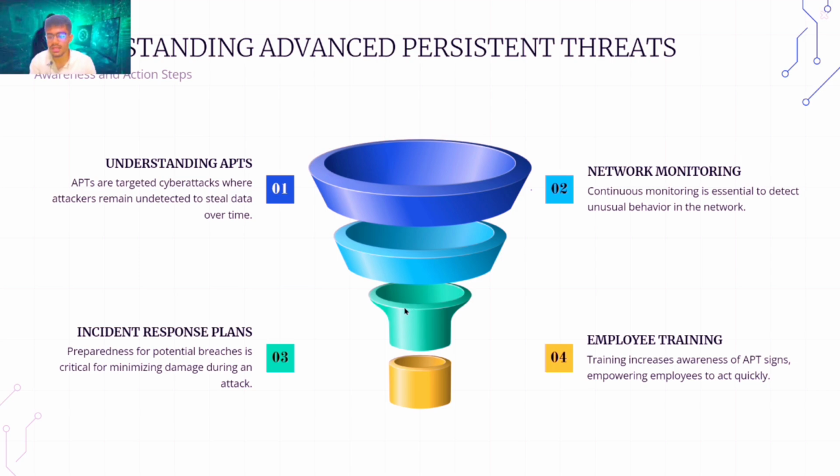Third one, what are incident response plans? Preparedness for potential breaches is critical for minimizing damage during an attack. If you find any breach, that means a data breach, then simply stop your computer, stop saving and downloading anything, back up your data, and reset or reboot your computer to stop the cyber attack. I hope this is a simple method to stop an APT threat.